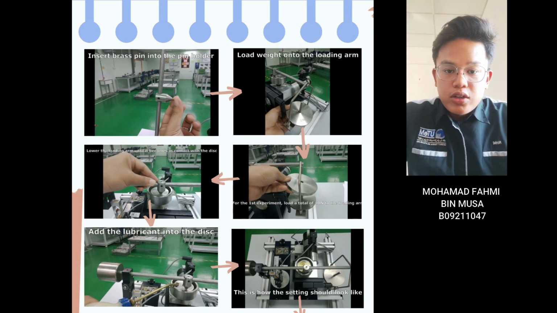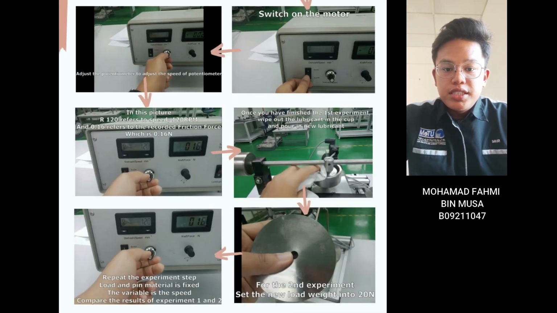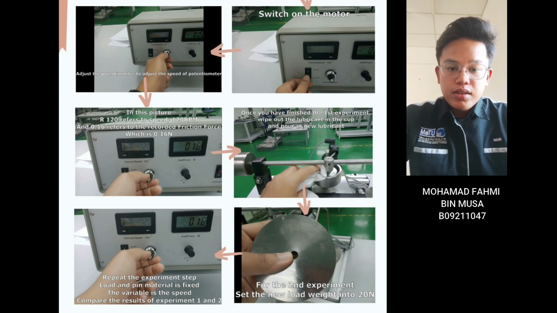After we add a little bit of lubricant onto the surface of the disc, we can switch on the machine and wait for a while to make sure the machine starts up properly. Next, after the machine has started up properly, you can set the speed to 10 RPM, 14 RPM, 18 RPM, 100 RPM, and so on, as given in the lab sheet.